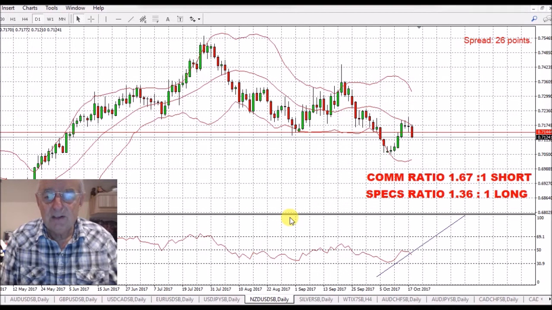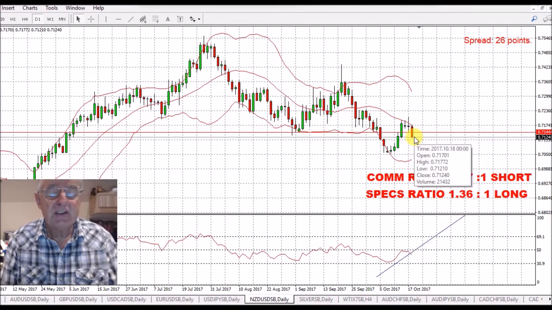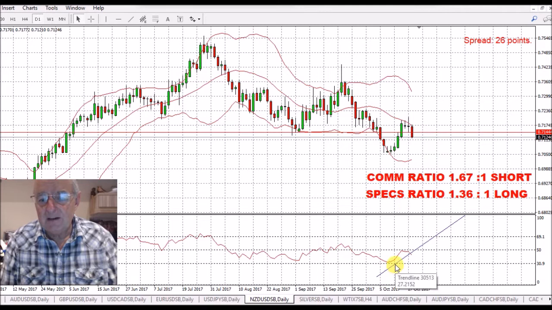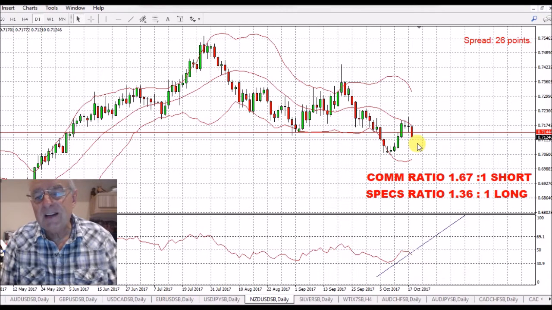New Zealand dollar, US dollar, nice drop today. We've got a commercial short ratio of 1.67 to 1. So this, I believe, is just a little bit of strength in the dollar rather than weakness in the New Zealand dollar. We've come down and we've actually cut through the trend line on the RSI.